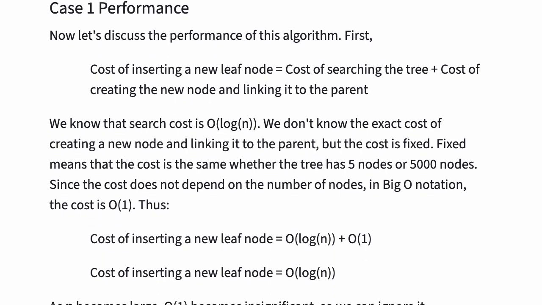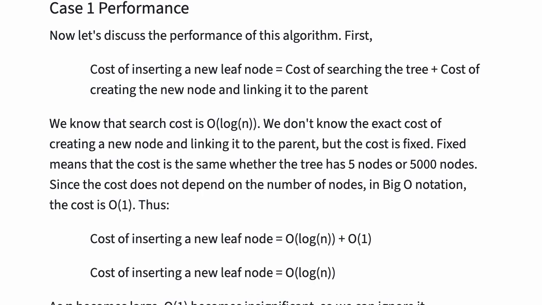Now let's discuss the performance of this algorithm. First, the cost of inserting a new leaf node is equal to the cost of searching the tree plus the cost of creating a new node and linking it to the parent. We know that the search cost is O of log n. We don't know the exact cost of creating a new node and linking it to the parent, but the cost is fixed. Fixed means that the cost is the same whether the tree has 5 nodes or 5,000 nodes.